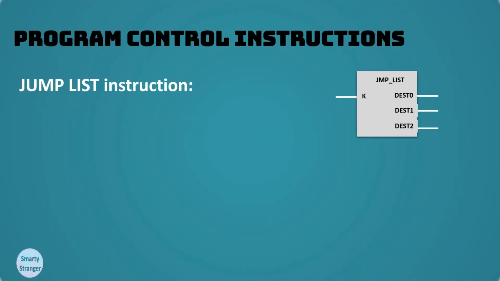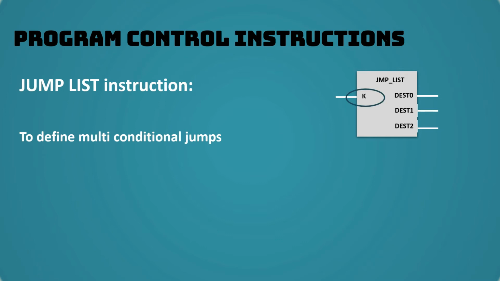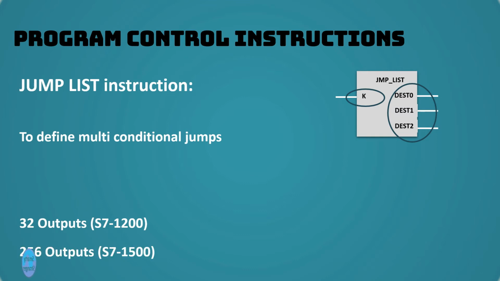Another member of this family is Jump List. You can use the jump list instruction to define several conditional jumps and continue the program execution in a specific network depending on the value of the K parameter. You define the jumps with jump labels, which you specify at the outputs of the instruction box. The number of outputs can be expanded in the instruction box. In CPU S7-1200 you can declare up to 32 outputs. Similarly, in CPU S7-1500, a maximum of 256 outputs can be declared.